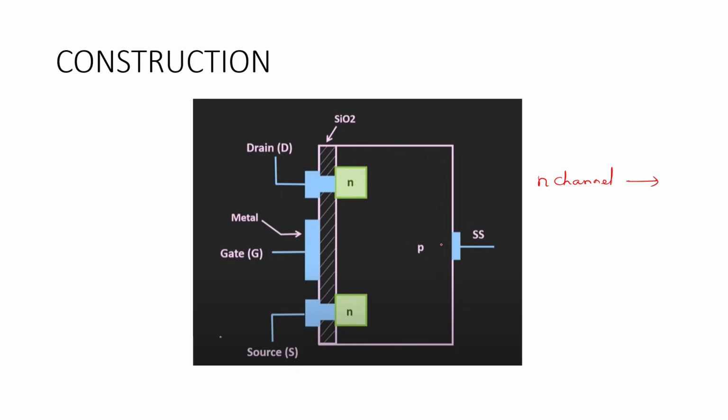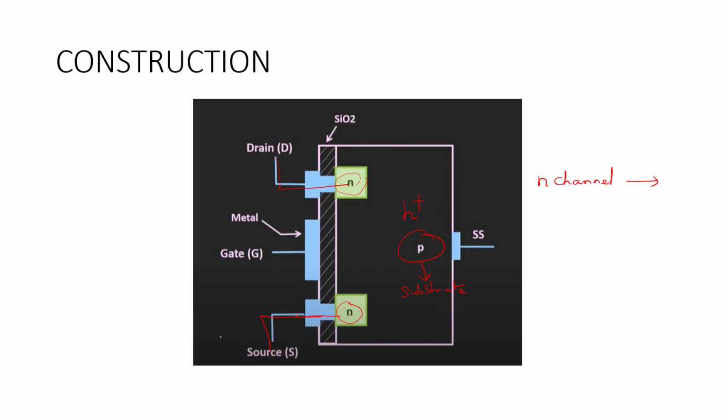This silicon box is the substrate, and the substrate is made up of P-type, which has holes as majority charge carriers, which are positively charged particles. And the drain and source terminals are diffused, or we can say inserted, in this P-type substrate. So this full box is the substrate, and this drain and source consist of N-type semiconductor, which has electrons as majority charge carriers.